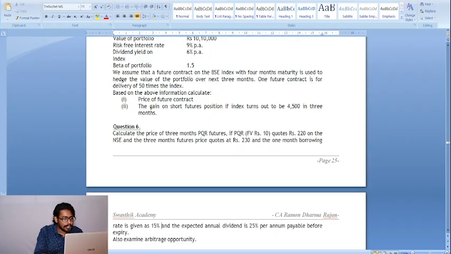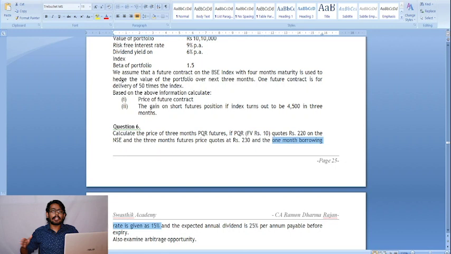Then what do you mean by this 1 month? They are saying 1 month borrowing rate. See, the 1 month borrowing rate is 15% per annum. We learned this in FRA, that as your period increases, the rate will also increase. Which means for a 1 month loan, it is 15% per annum. If you want a 2 month loan, it will be 16% per annum, both per annum only.